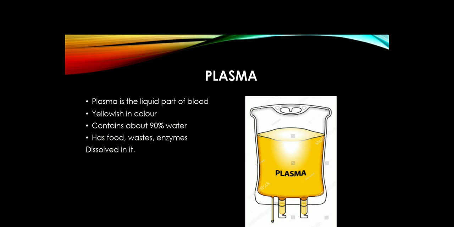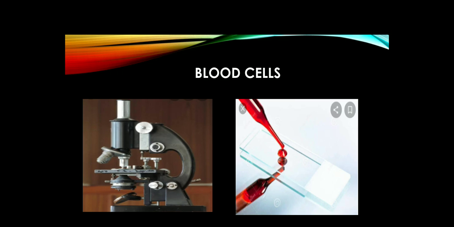Okay, so plasma is finished. Next we will learn about the different blood cells. Before, I said there are 3 types of blood cells. In the first picture you can see an instrument. The name of the instrument is microscope.